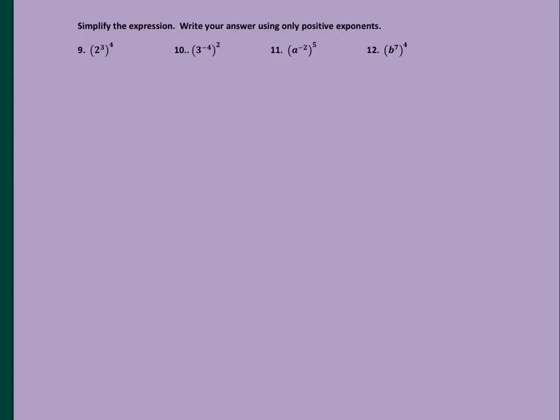Okay, simplify the expression. Write your answer using only positive exponents. That means you don't need to calculate things. You just want positive exponents. So this first one, we say it is 2 to the 3 times 4. Well, what's 3 times 4? 12. 3 to the negative 4 times 2. Well, negative 4 times 2, negative 8. But we need to make that positive, so take the reciprocal, move it down.